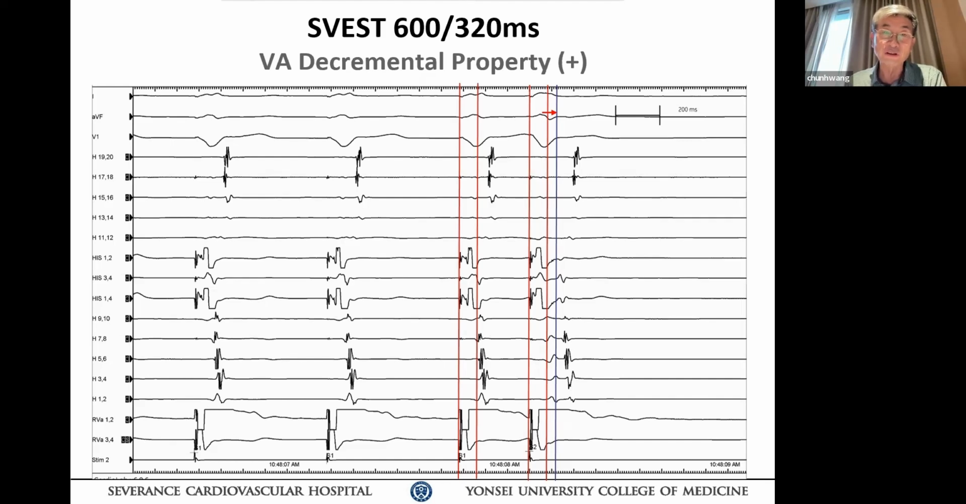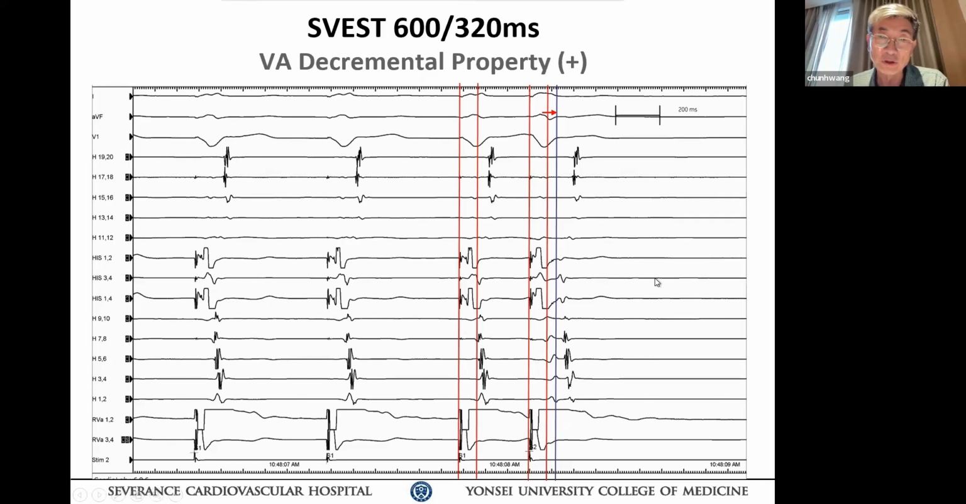The only time you can differentiate is when you see a retrograde His bundle potential. That is a guarantee that it's going through the AV node, which you have right there. You draw the line there. Can you see His distal 1, 2? There's a small tiny blip before your retrograde A, right? That's the retrograde His. So this is a clear-cut AV nodal retrograde conduction. Therefore, there's no accessory pathway.